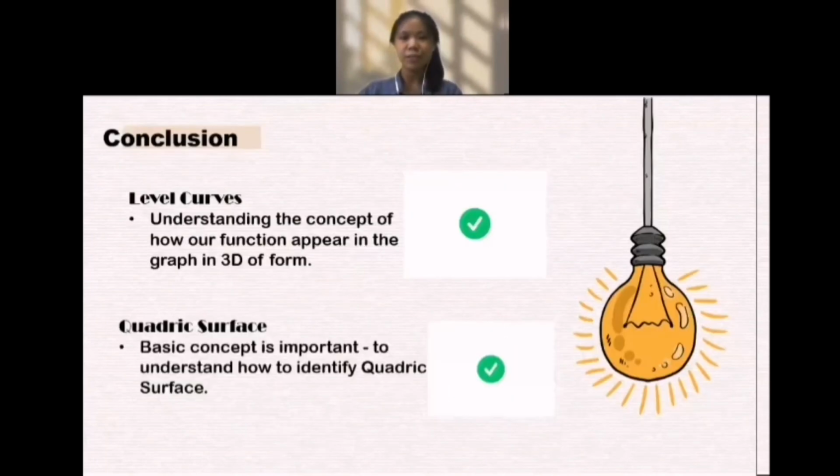In conclusion, in the topic of level curves, what we learned is to understand the concept of how our function appears in three-dimensional form. For quadric surfaces, we learned the importance of basic properties that we can use to identify what kind of quadric surface our function describes.